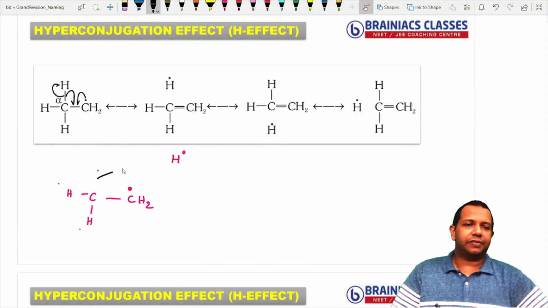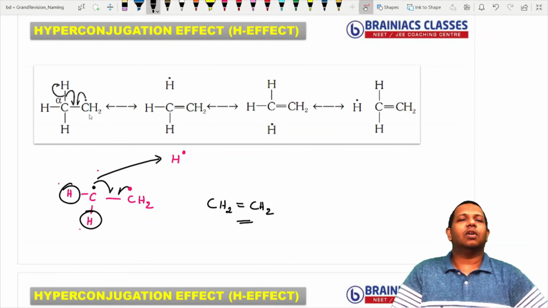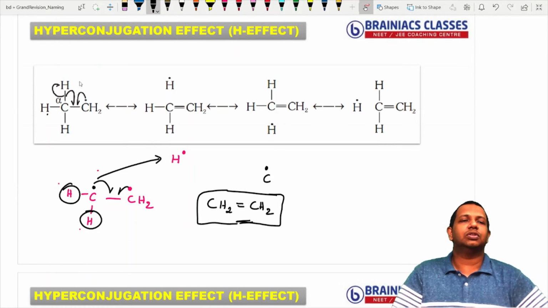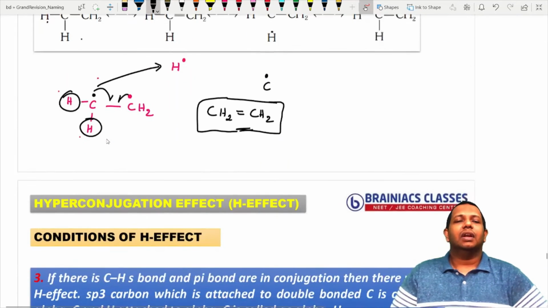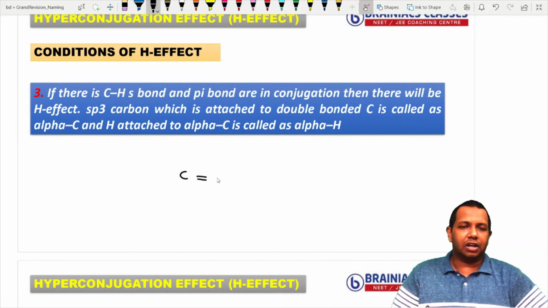Now this hydrogen has left as H dot, so this will have 1 electron. This electron will move here and this electron will move here, and you will have CH2 double bond CH2. This can be done by even this hydrogen or this hydrogen. So I can say this compound is getting stable, because carbon with a free electron is unstable. After this, it gets to a stable state. So this structure can become stable with the help of 3 alpha hydrogens: 1, 2, 3. Clear?